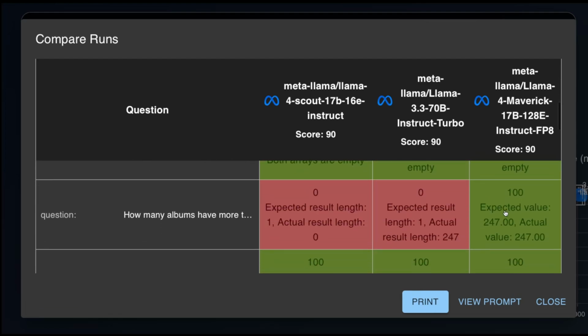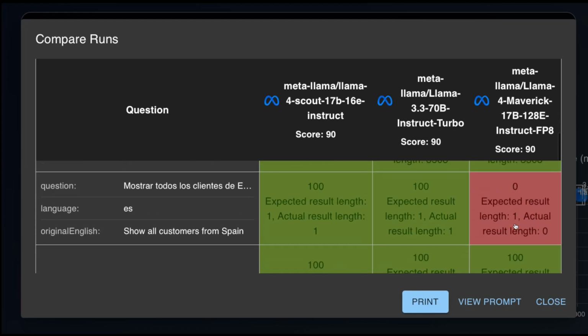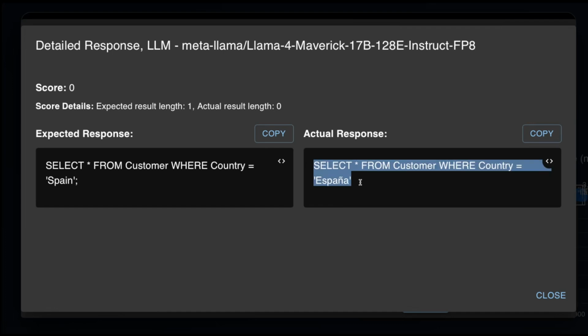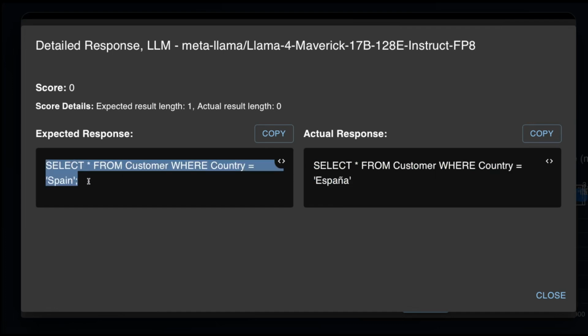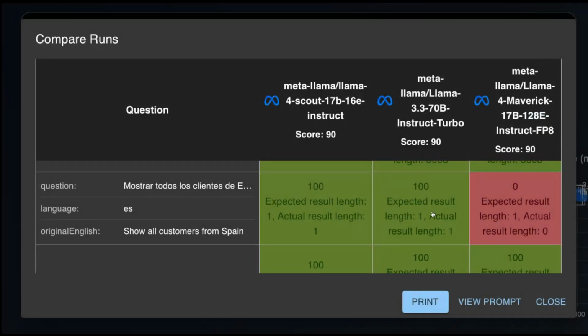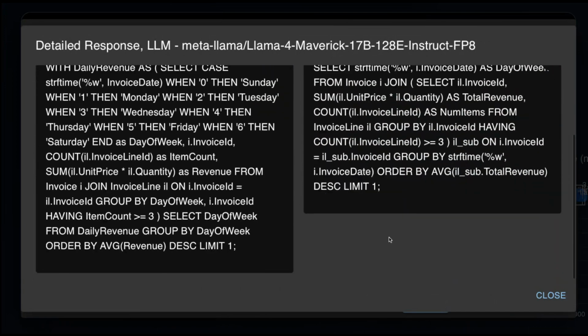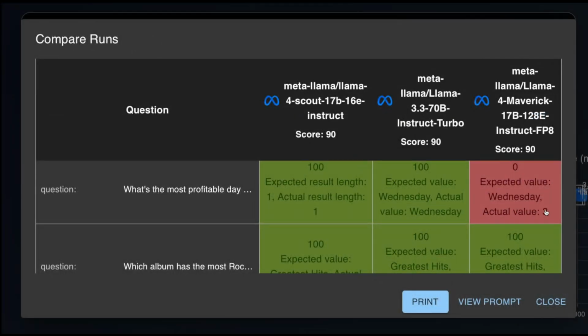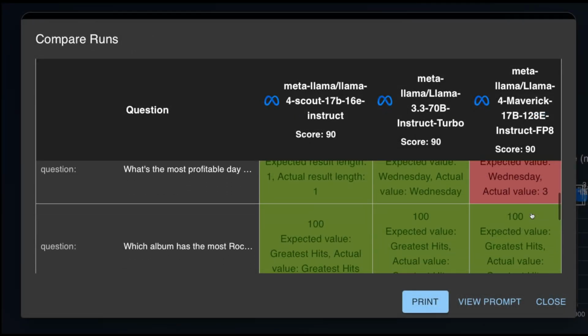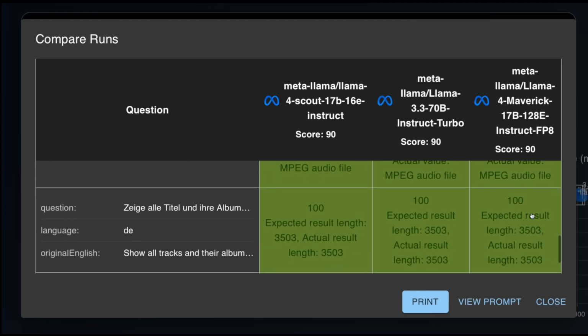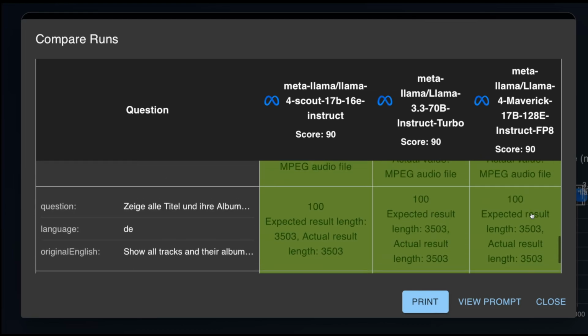Here is another example that Maverick got right, but Scout got wrong. And this one was a little bit of a disappointment for Maverick, because the reason it got it wrong is that it did not translate the name of the country to Spain. And again, on this one 3.3 got it right, and Maverick got it wrong because it used the index of the day, 3, instead of the name of the day. But as you can see, very good results across the board from these models.